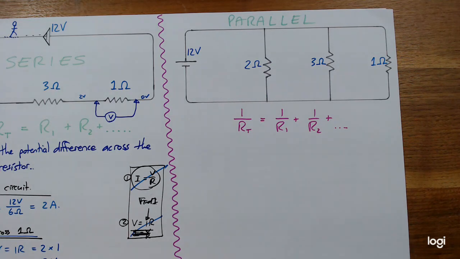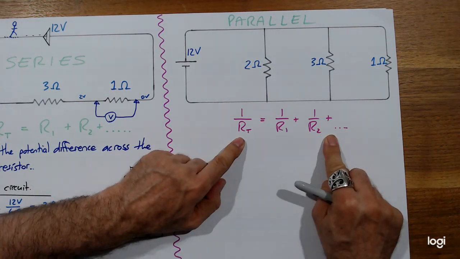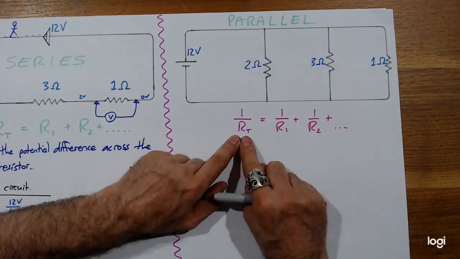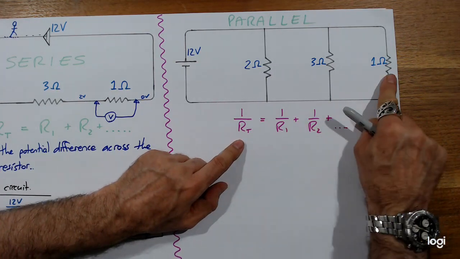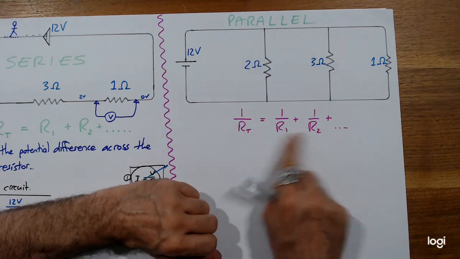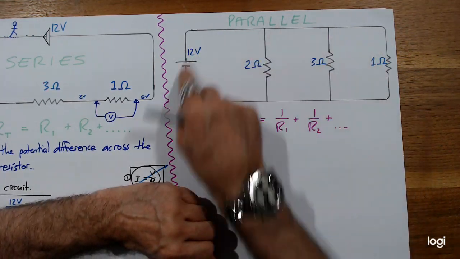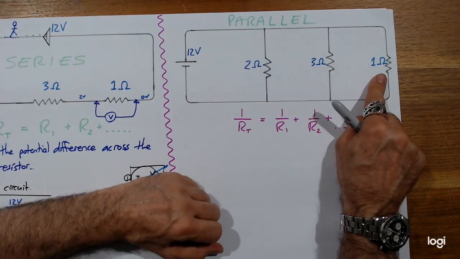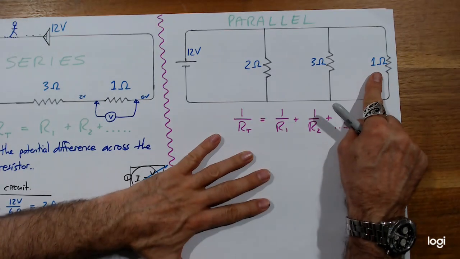Now this is a little weird. Every time you do this, the total resistance actually comes out to be less than the smallest resistance that you've got. So I can tell you straight away, without even doing this at all, the total resistance of this circuit is less than 1 ohm. Right? So how does that happen?